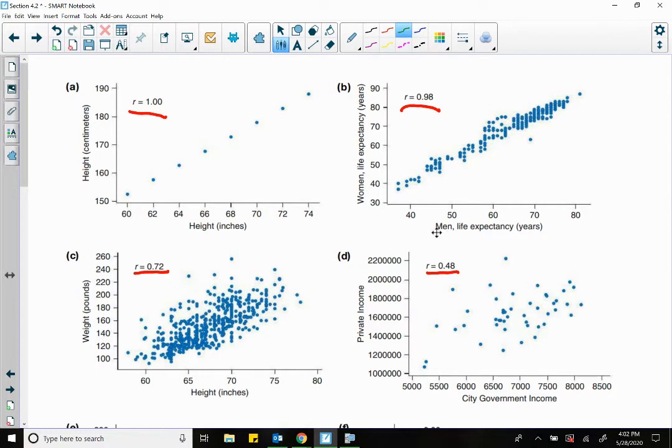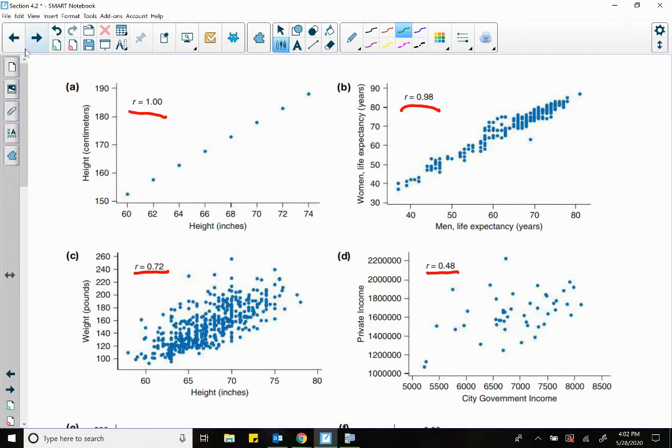And the same thing over here. Men's life expectancy versus women's life expectancy. If I flipped these two, yes, the picture will change a little bit, but these dots are still going to be clumped together like this. Yes, the slope of my line will be a little bit different. The equation for this line will be a little bit different, but the R value is still going to be 0.98 if I have the women's life expectancy down here and the men's life expectancy right here.